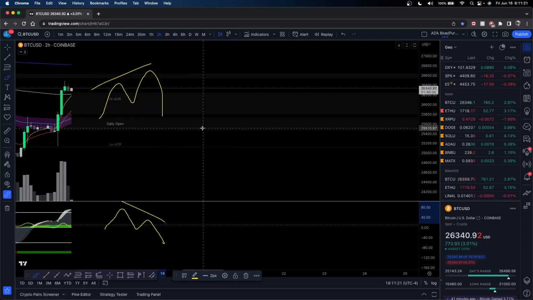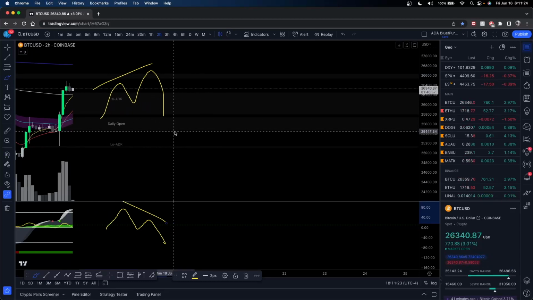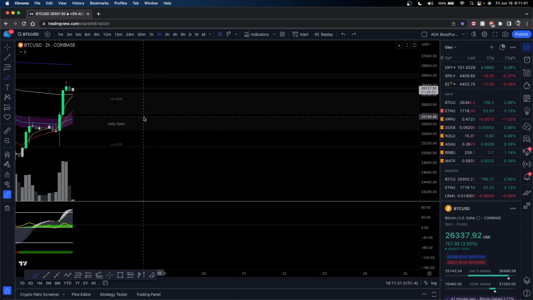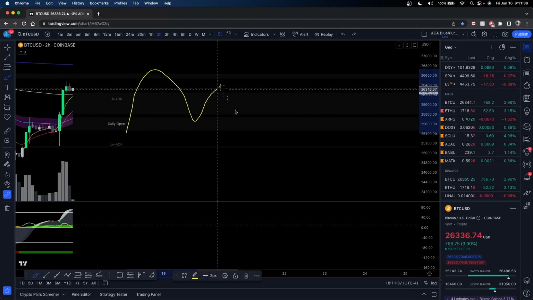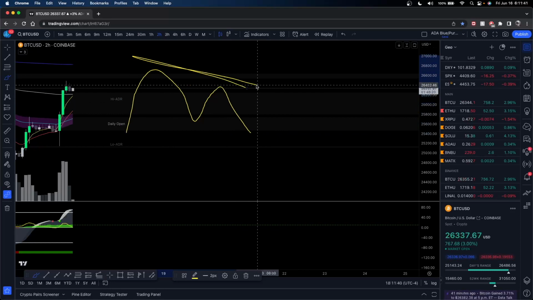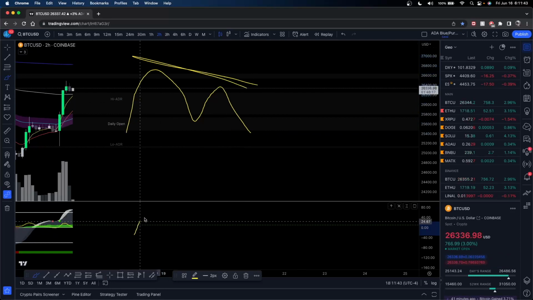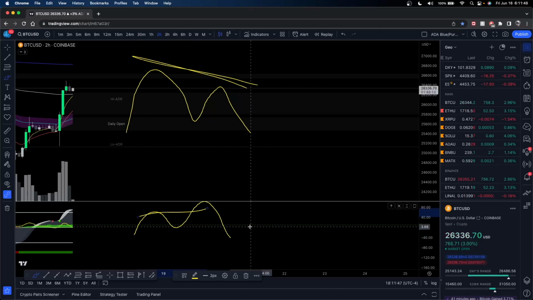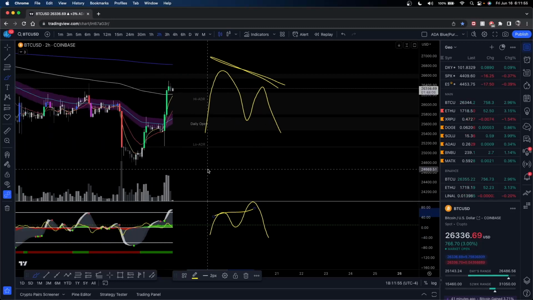Now, what is a hidden divergence? Well, it is still when price is doing the opposite of your oscillator. However, using the bearish example, it is when price is making a lower high, but your oscillator is making a higher high. This is important because this is going to get you the continuation for a downtrend in this case.